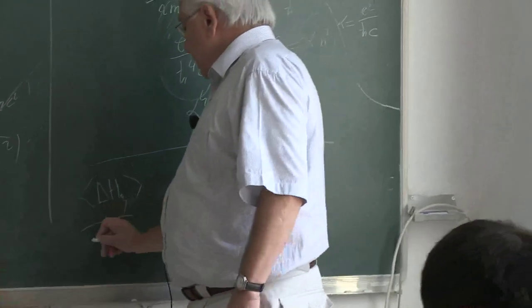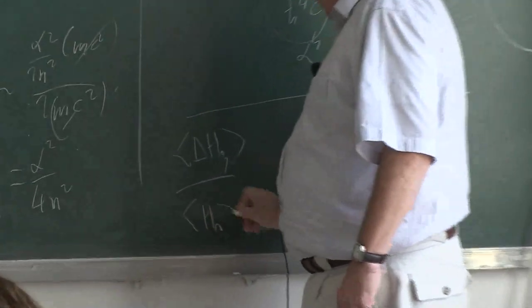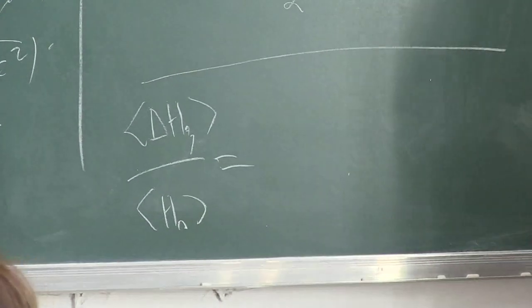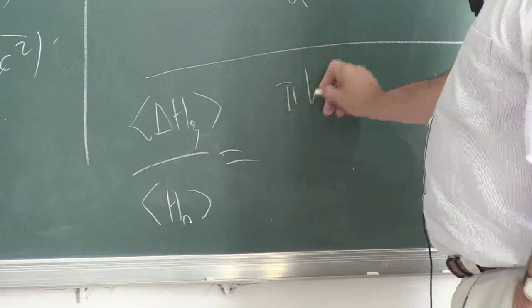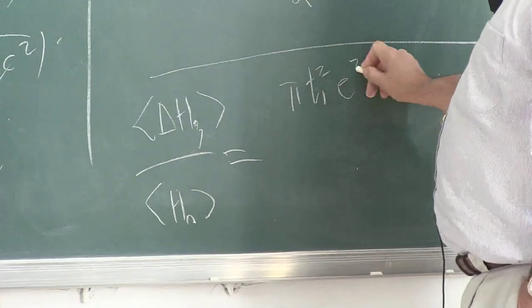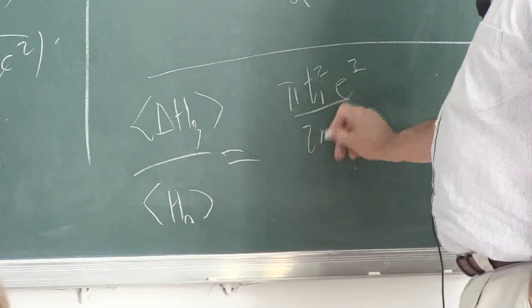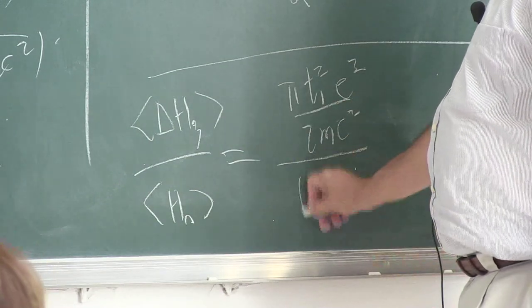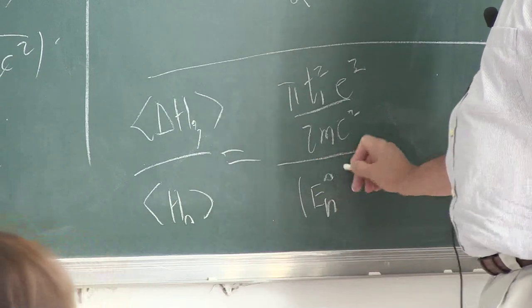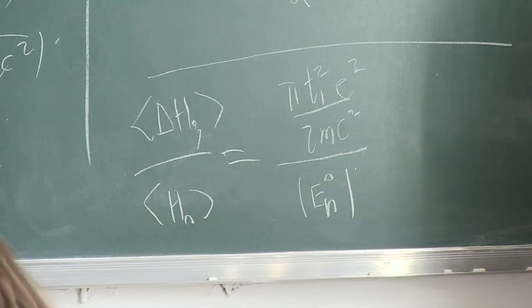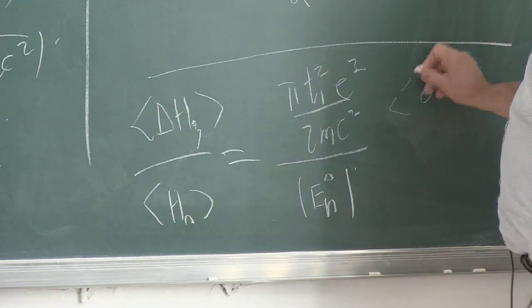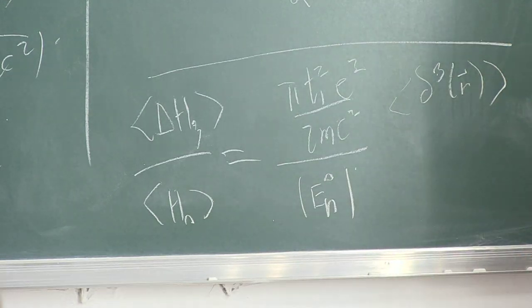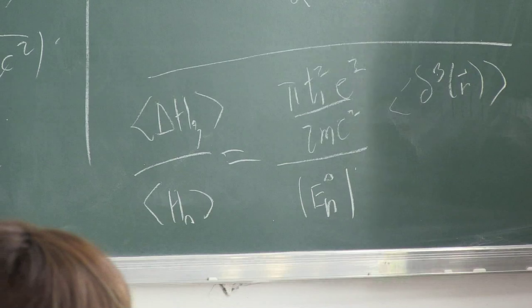delta H3 divided by H0 is, if I take the Darwin term, pi h bar squared e squared divided by 2mc squared divided by the EN0, because in that particular base I'm comparing them, times delta cubed r. What is this? It'll be the 2m.